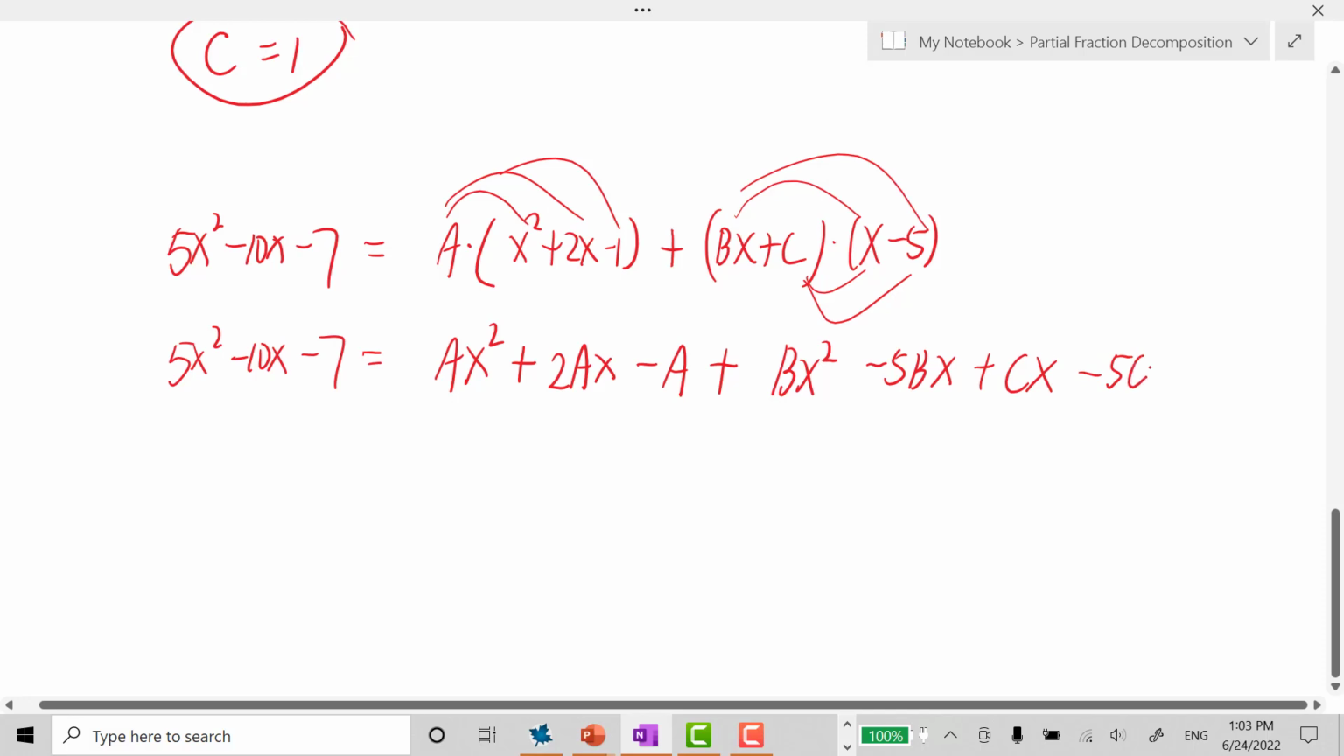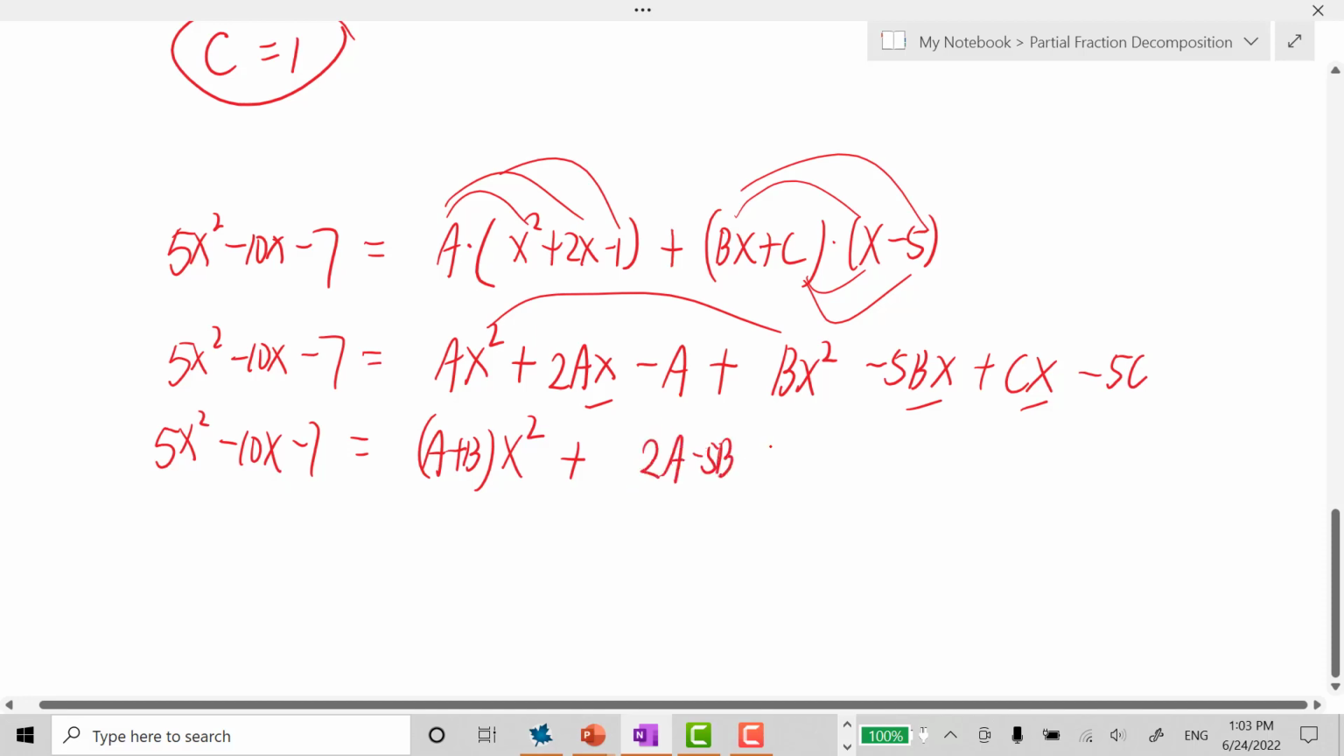Okay. Now let's combine the like terms. Put the like terms together. Ax squared and then bx squared, they are like terms. So factor out x squared, we get a plus b times x squared. And then we're going to put the linear terms together. This one linear term, linear term, linear term. Okay, so again, factor out the x, we get 2a minus 5b plus c, times x. And then the constant terms, only two constant terms, minus a minus 5c.